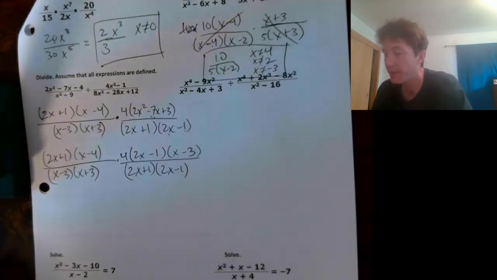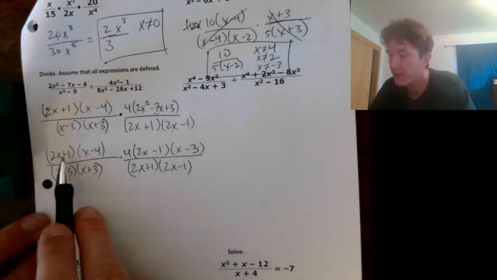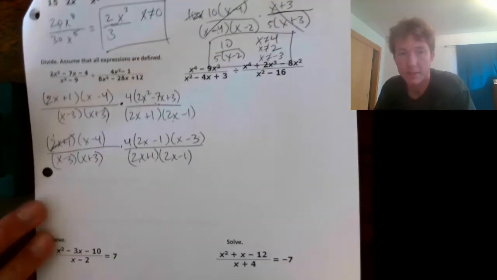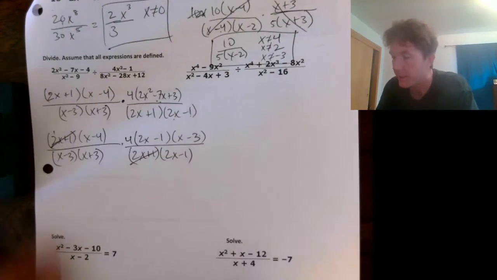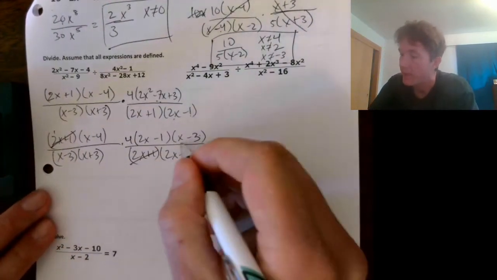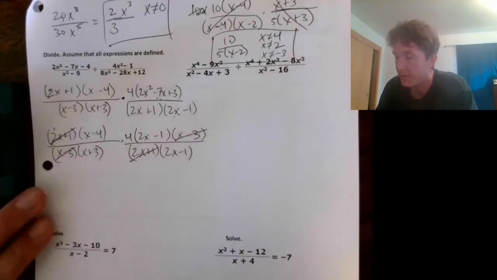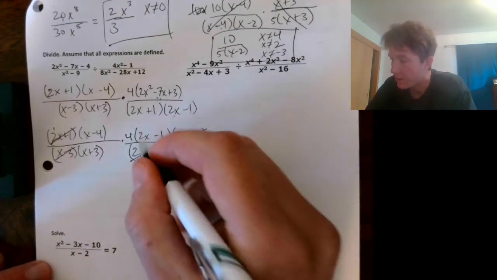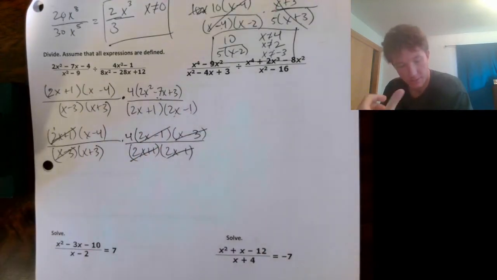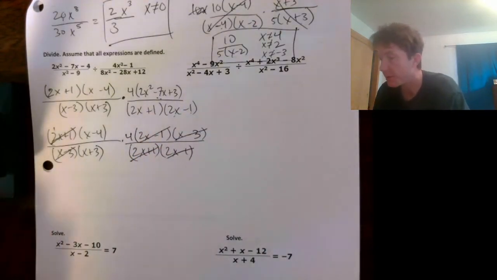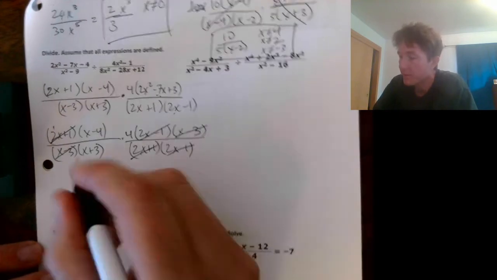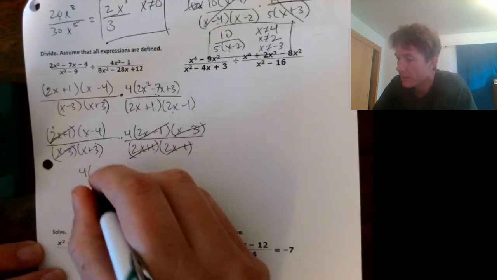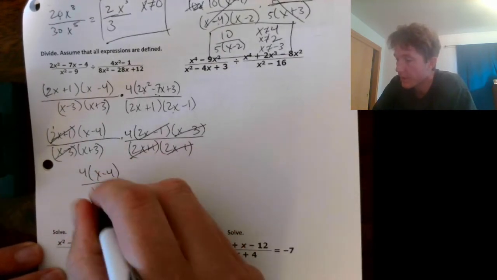Cool, now we're ready to cancel out some things. Let's see what we can cancel. I have a 2x plus 1 here. That cancels. I have a 2x plus 1 down here. That cancels. I have an x minus 3 up here and an x minus 3 down there. I also have a 2x minus 1 and then another 2x minus 1. So I got to cancel out a bunch of stuff. That was pretty cool. So what I'm left with is 4 times x minus 4 over x plus 3.